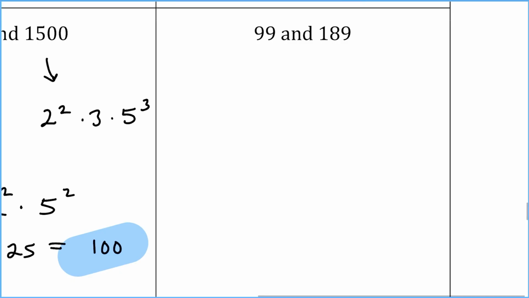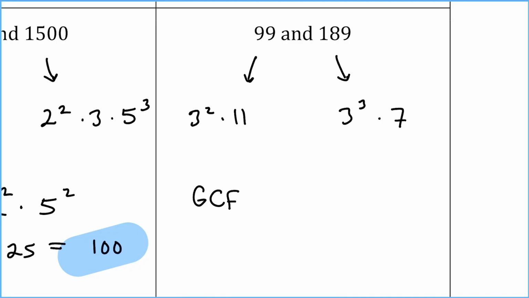99 and 189. The prime factorization of 99 is 3 squared times 11. The prime factorization of 189 is 3 to the third power times 7. Okay, so what do they have in common? For the GCF, well, they both have 3's. And what is the smallest exponent on either of these 3's?